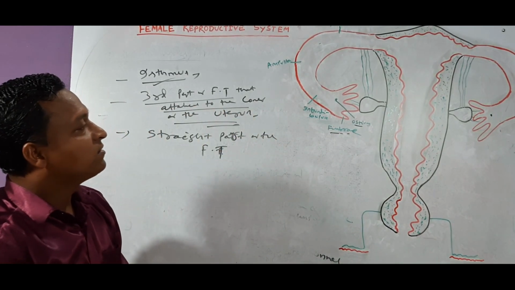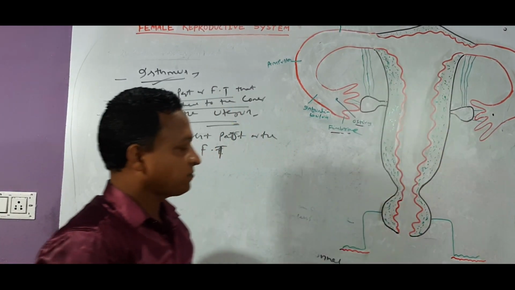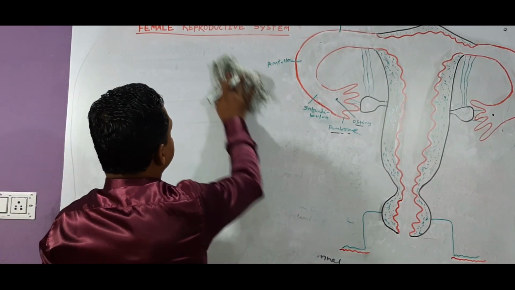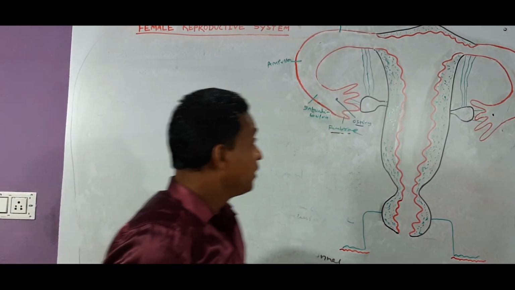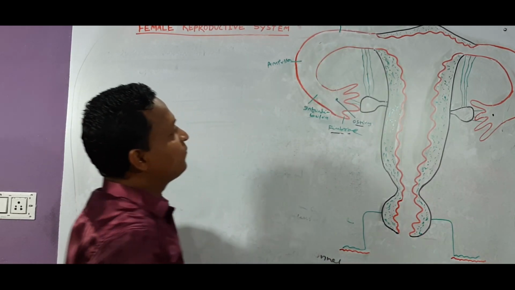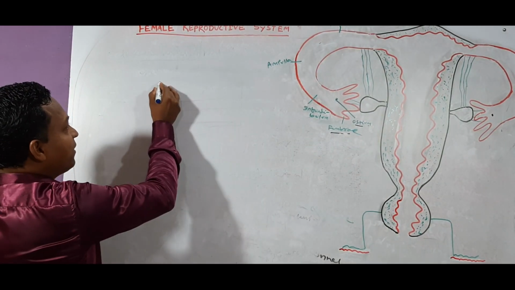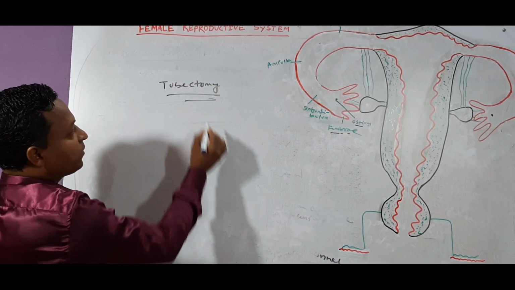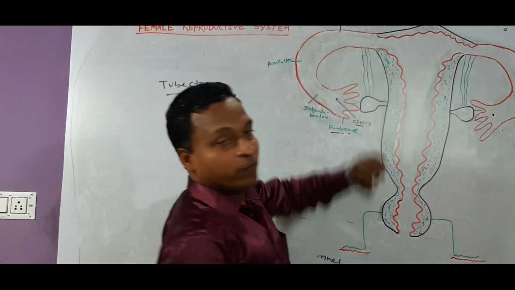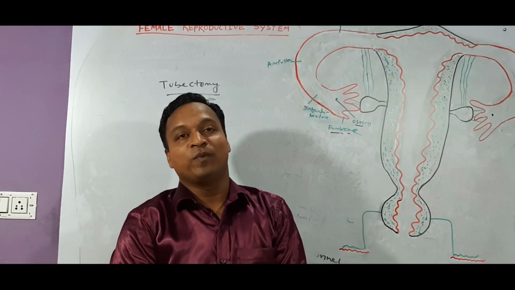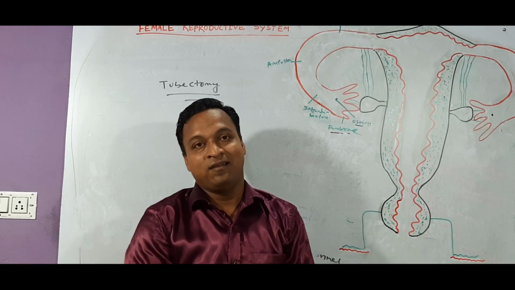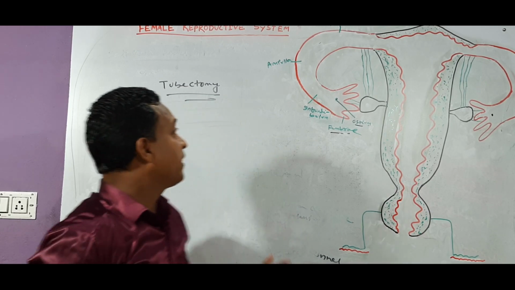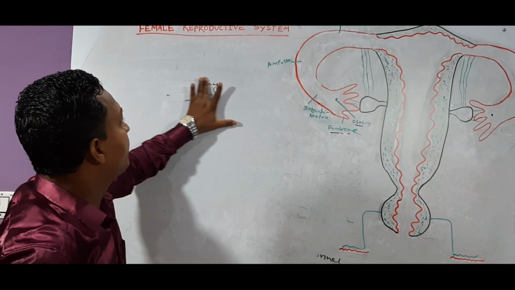If we add another point, try to focus. Cutting of the fallopian tube is called tubectomy. You know tubectomy? If we cut the fallopian tube, that is called tubectomy. It is a female sterilization method. Which sterilization method? Female sterilization method. Okay? Try to focus, my dear.